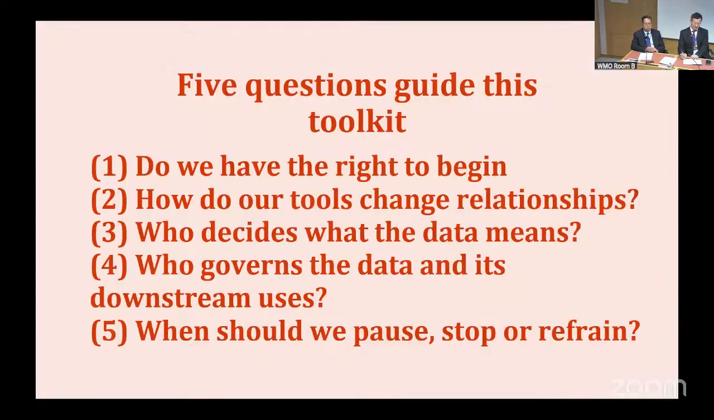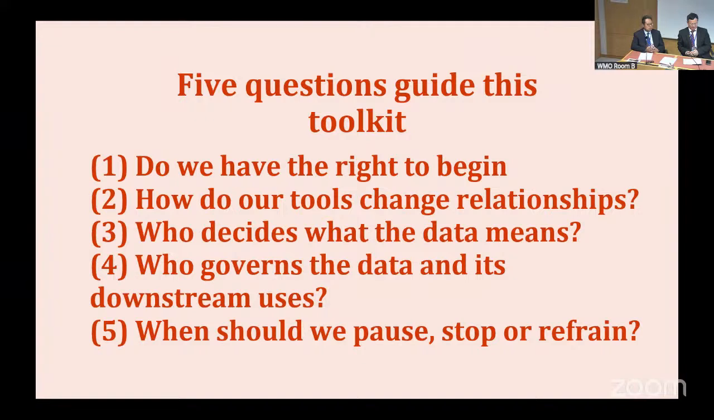Next slide. So we have questions. Do we have the right to begin a project? How do our tools change relationships? Who decides what the data means? Who governs the data and its future use? When should we pause, stop, and refrain? So really, these five questions are the heart of our toolkit. They are practical decision points. They help us think about consent, authority, interpretation, sovereignty, downstream use, and limits.